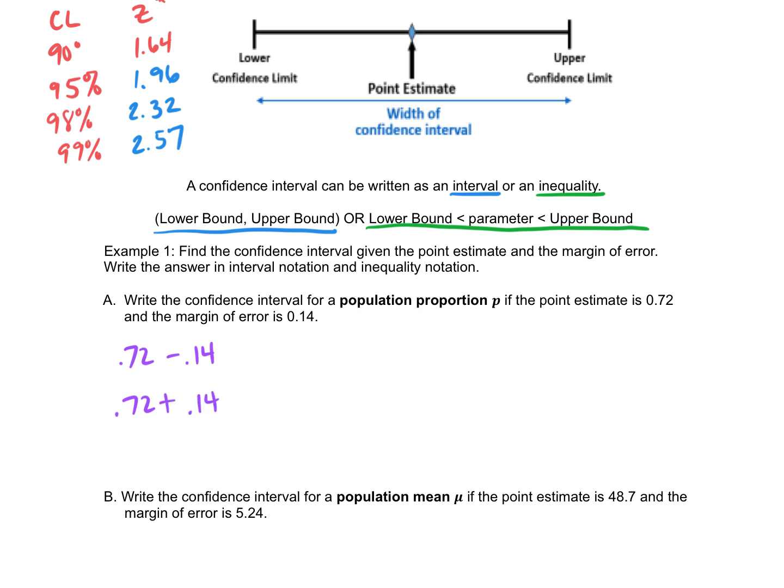So writing it as an interval is going to be 0.58, comma 0.86. Writing it as an inequality, 0.58 less than P less than 0.86. So whichever way, I may ask you to do it both ways. I may ask a specific way. I may not tell you, and you get to pick which way. So just make sure you can do it either way.